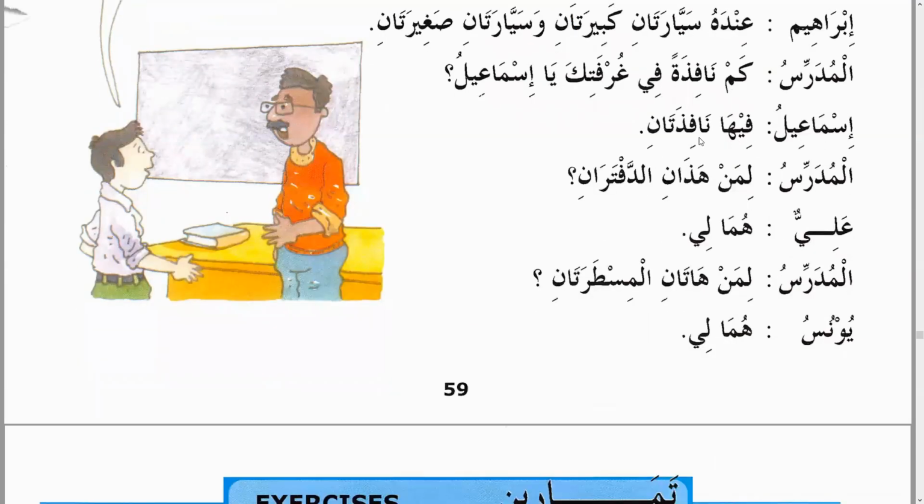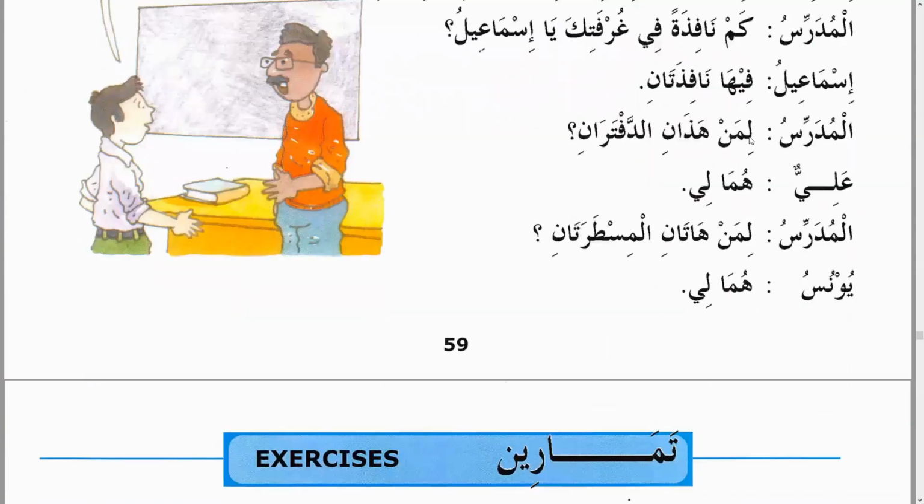Ismail says, Fiha nafidatani. So he's bringing all sorts of dialogues for duals, right? Fiha nafidatani. It has two windows. The room has two windows. Then the Mudarris says, Liman hadani daftarani. Whose are these two notebooks? Daftar is notebook, and hadani. See, we won't say haza. We won't say hada now. We will say hadani. Liman hadani. Whose are these two notebooks?